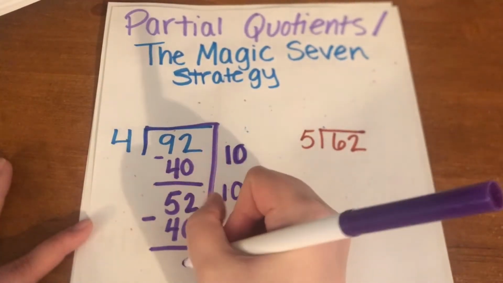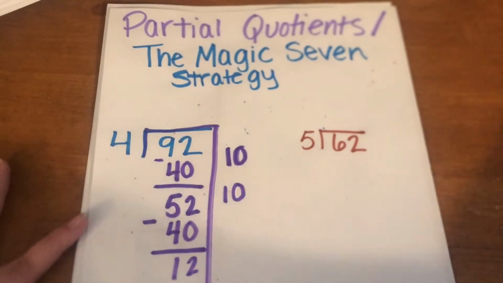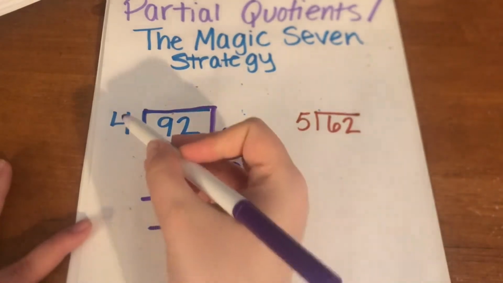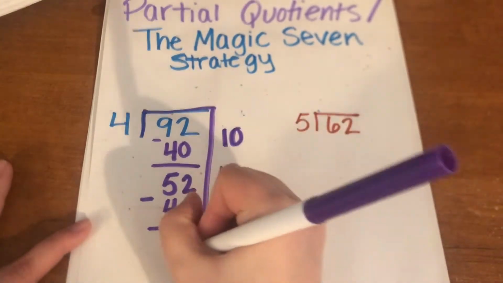And so now I'm left with 12. Now I can think back to my 12 facts. What do I know that I can multiply by 4 to get me to 12? Well, I know 3 times 4 equals 12.